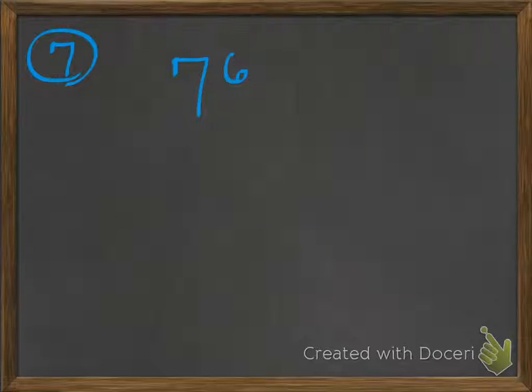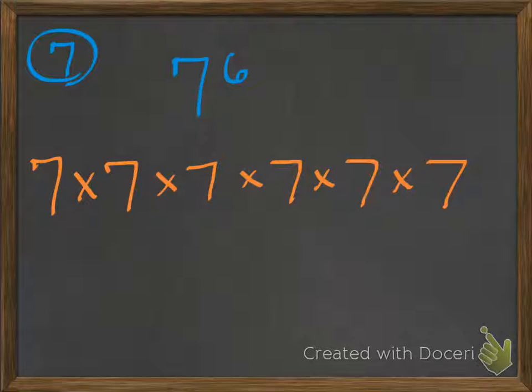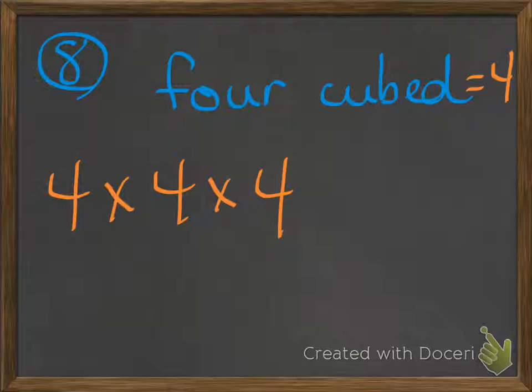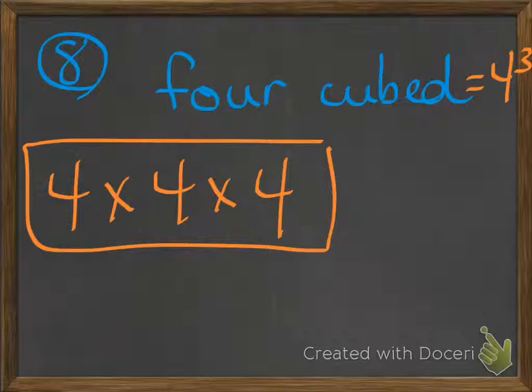Number 7, 7 to the 6th power. Write that in expanded form. Okay, you should have written the base number 7 and written it 6 times, and that's 7 to the 6th power. Number 8, write 4 cubed. You should have written the number 4 3 times. Cubed means that it is 4 to the 3rd power. So this is our expanded form.